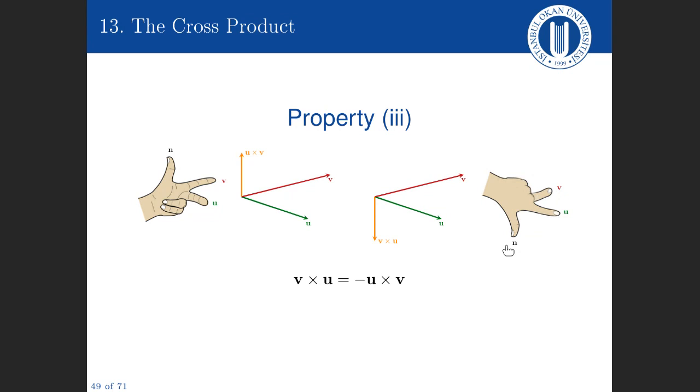Now let's suppose instead I want to have V on my second finger and U on my first finger. Then I have to turn my hand upside down to be able to do this. If I turn my hand upside down, now my thumb is pointing downwards. So V cross U must point downwards by the left hand rule. This is why V cross U is minus U cross V. U cross V and V cross U have the same length, but one points in the opposite direction from the other one.